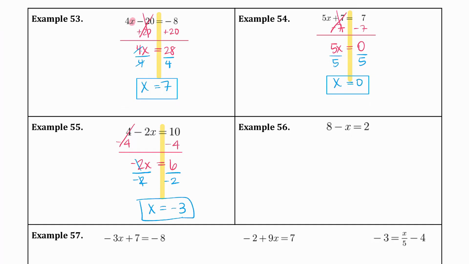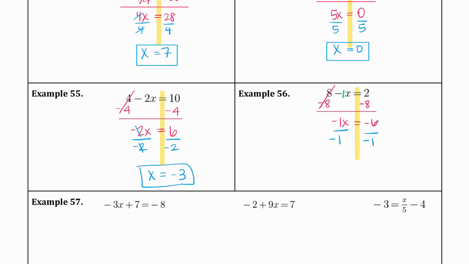Okay, example number 56, we have 8 minus x equals 2. Notice there's not a number written in front of our x. We just have a negative sign. So we know that that has a value of negative 1. I'm going to go ahead and write that in there so we don't forget when we're solving. I need to get rid of the number without the variable first. It's a positive 8, so we subtract 8, and I get negative 1x equals negative 6. Okay, my x is almost isolated, but there's a negative 1 being multiplied by it. So we're going to divide by negative 1, divide by negative 1. We get x equals negative 6 divided by negative 1, gives me positive 6.